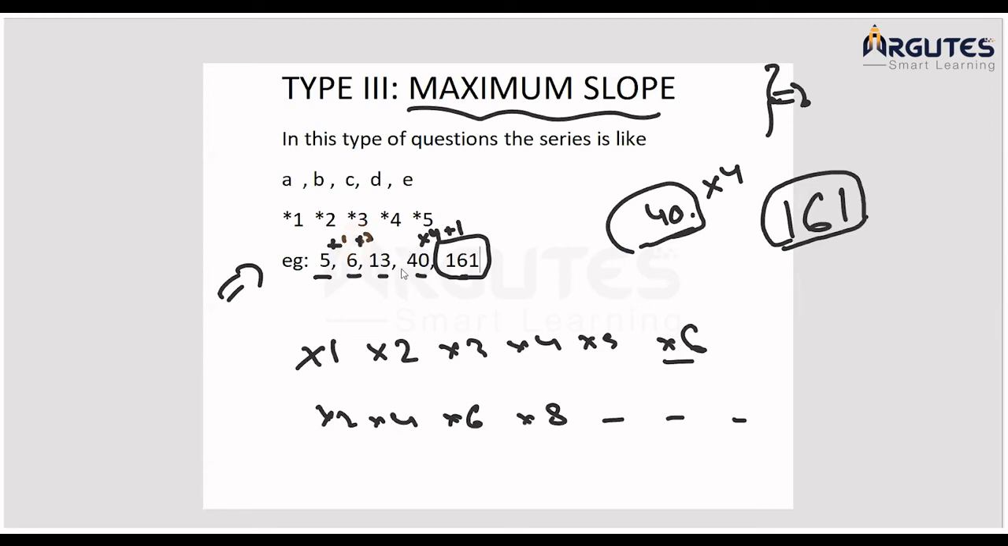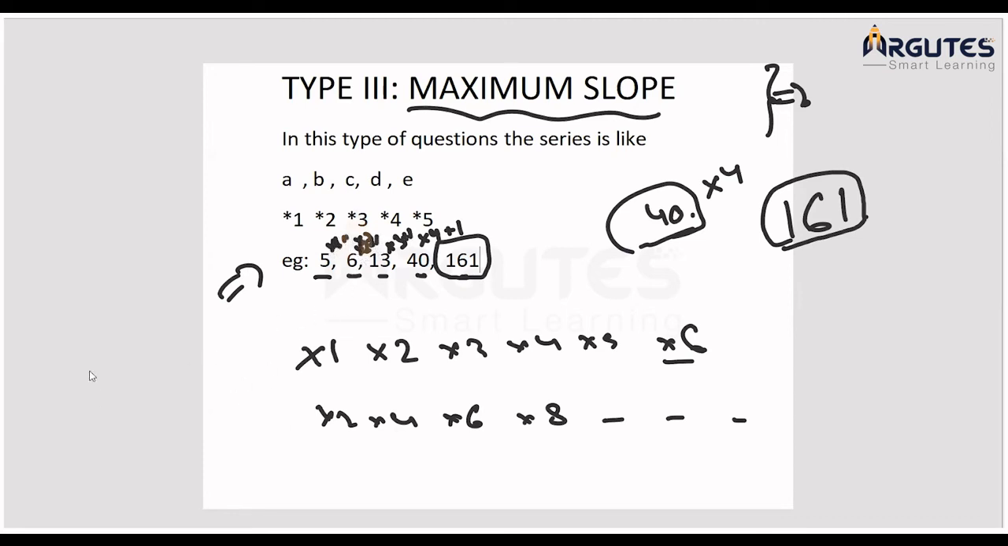Again, now look at the number just previous to this. It's 40 and it's 13. So 40 is nearly how many times of this 13? So it's 3 times. So write "into 3" over here. Then 6 and 13, so it's 2 times. So into 2 plus 1, then into 1 plus 1.